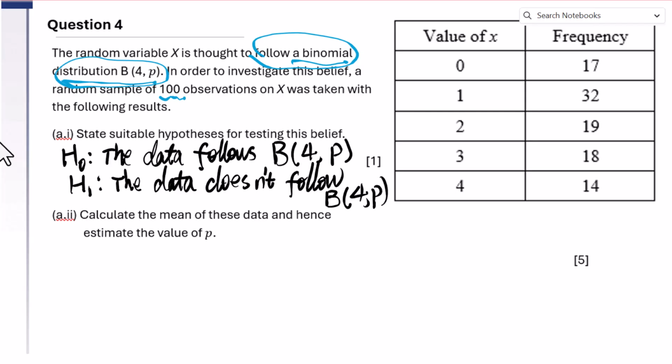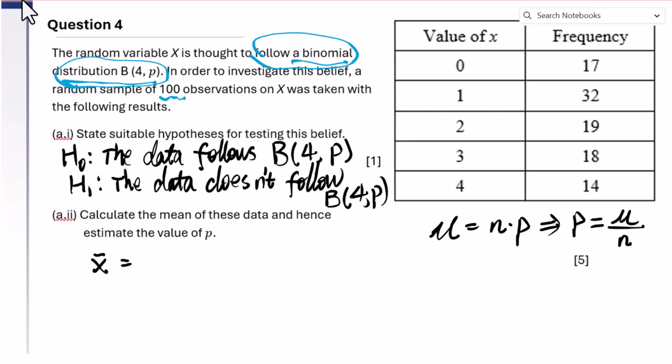A2, calculate the mean of this data and hence estimate the value of P. We need to figure out the mean first. Then use this formula, mu equals n times P. So P equals mu over n. Therefore, we need to figure out x bar first from this given data.